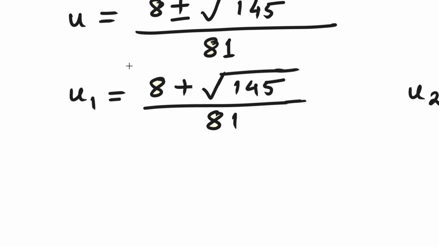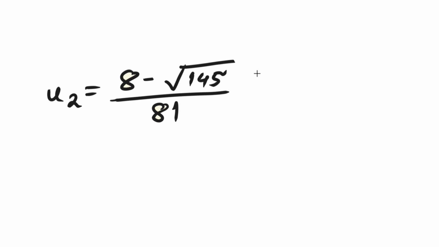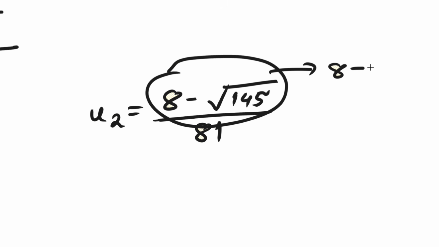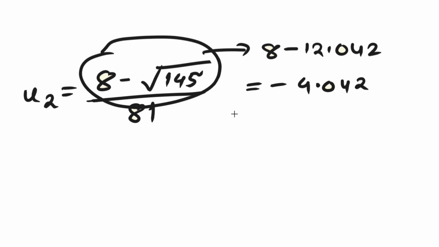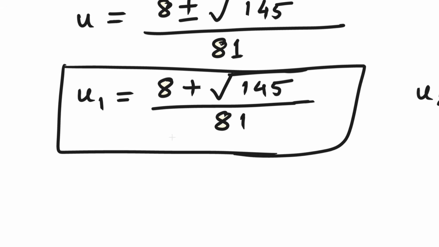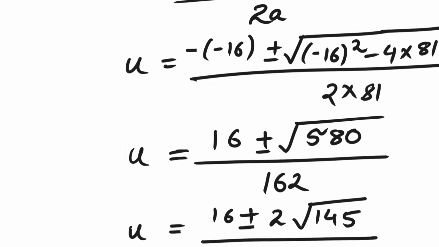Now we have to determine which one is actually possible. Remember, u was defined as m squared. Since m is a real side length, m squared cannot be negative. Let's estimate the square root of 145. It is approximately 12.042. Therefore, 8 minus the square root of 145 is approximately 8 minus 12.042, which is negative 4.042. That would make u negative, and that is impossible because u equals m squared. So we reject the negative option and keep u equals 8 plus the square root of 145, all divided by 81.